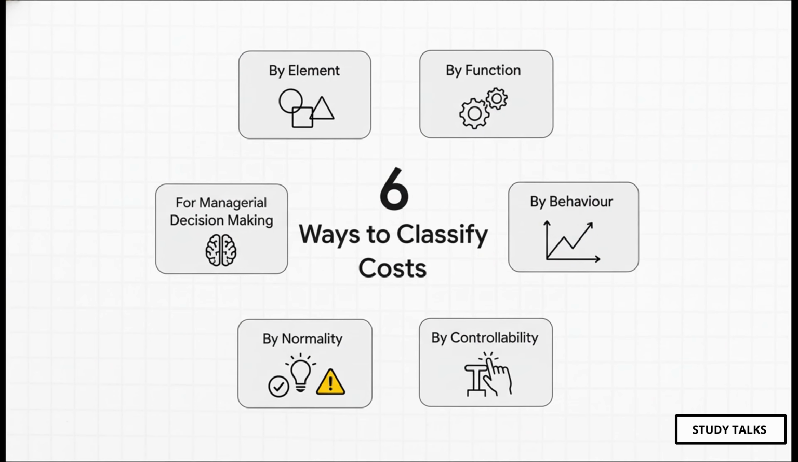Okay, so the ICAI material gives us 6 key ways to classify costs, and we're going to go through every single one. We'll look at them by nature or element, then by function, by behavior, by controllability, normality, and finally for managerial decision-making. We're not skipping anything. We'll cover it all one step at a time.